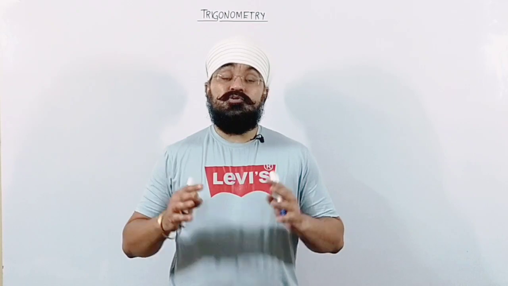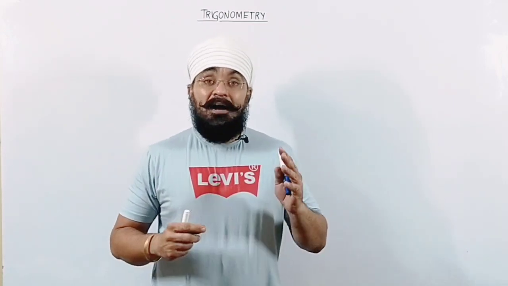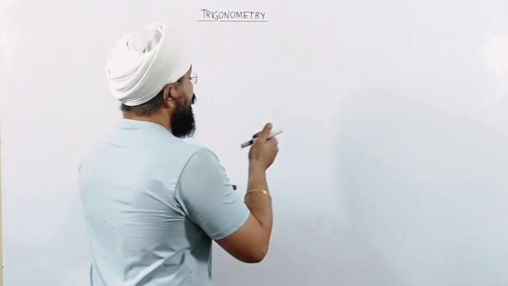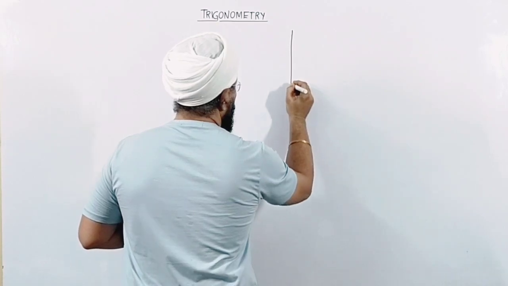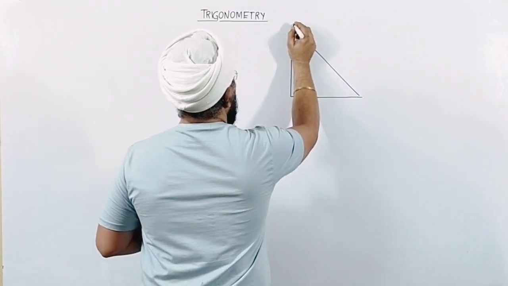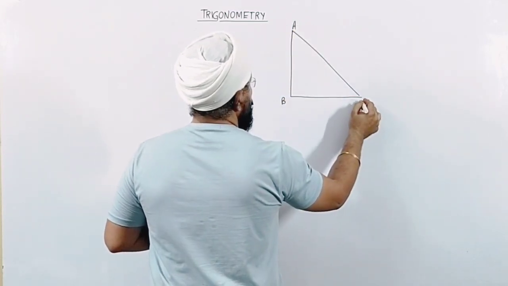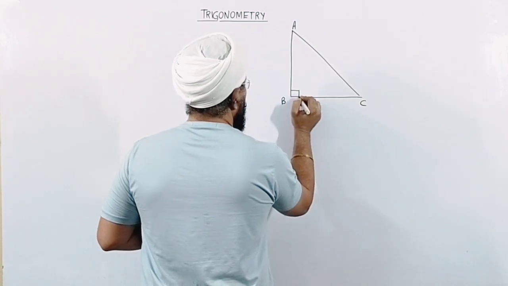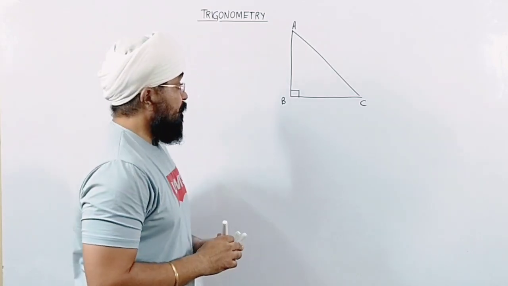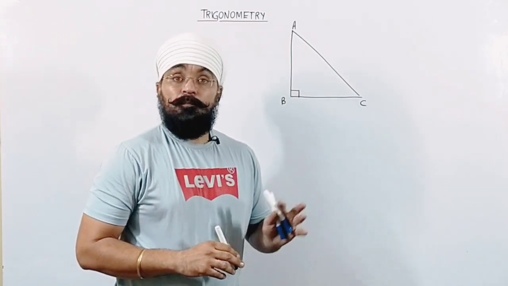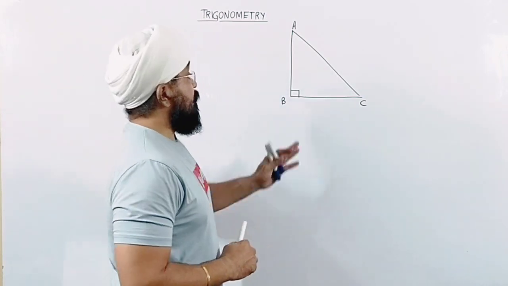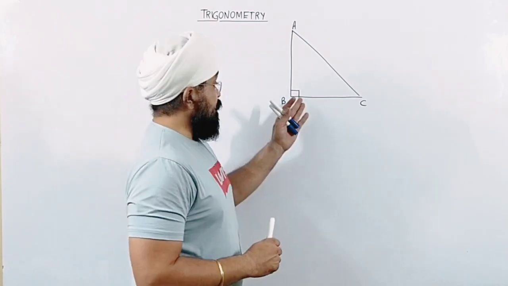So to start with this particular chapter, I am taking a right angled triangle. Say, for example, let's take a triangle ABC, and I am taking the right angle at B. As we know the basic things about the right angled triangle, the side opposite to the 90 degree is the hypotenuse. Clear? And there are two sides adjacent to this 90 degree.